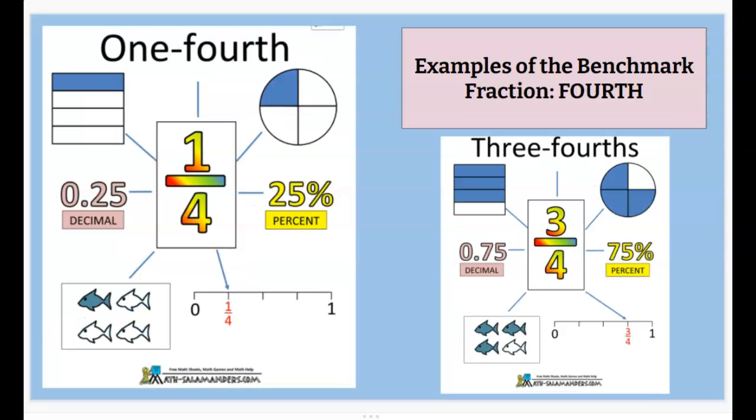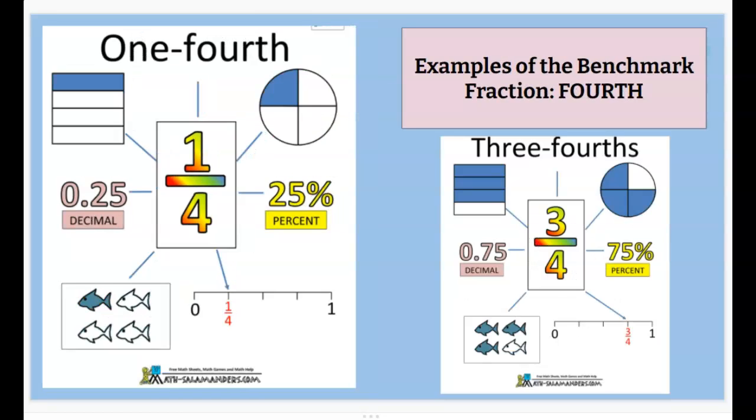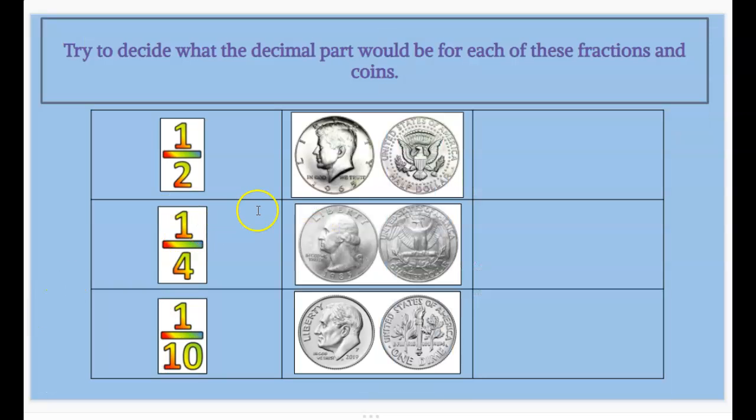So that's what I have here. I have the fourths, the fifths, and the tenths. These are ones that you need to memorize. If you need to make flashcards, then make flashcards. Okay, so some of those are like money. The half is kind of like a half of a dollar, a half dollar. I don't know if you've ever seen them. They're huge coins. Then a fourth is just like a quarter, and a tenth is just like a dime.